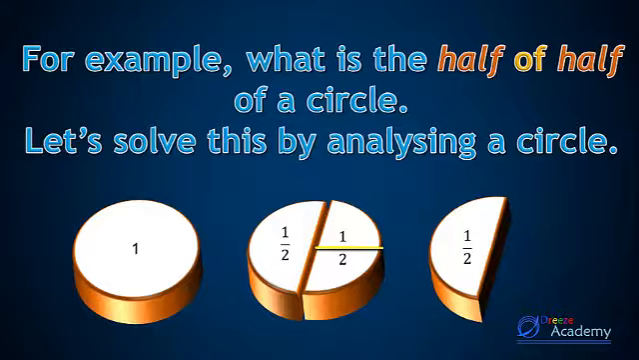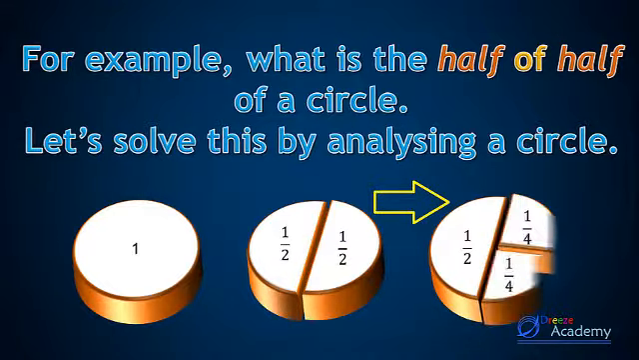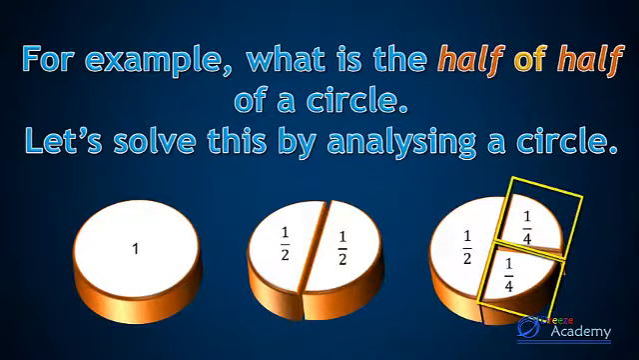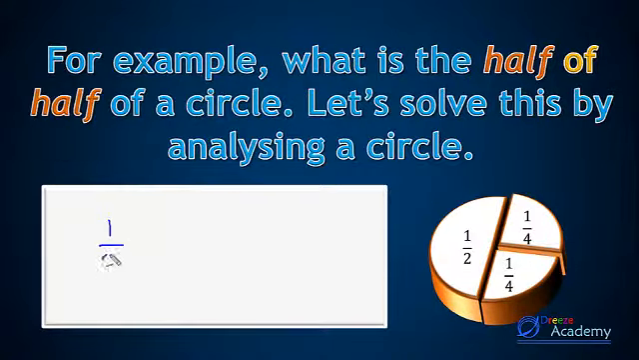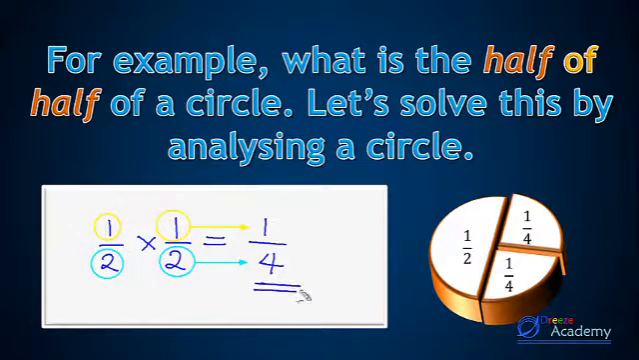Also, halving one of the half circles is like dividing 1/2 by another 2, thereby making it 1/4. But how is it 1/4, you might ask? Well, in practice, it's like saying 1/2 times 1/2 equals 1/4, where 1 times 1 equals 1, and 2 times 2 equals 4, like we did in terms of multiplying normal proper fractions. So that's it.